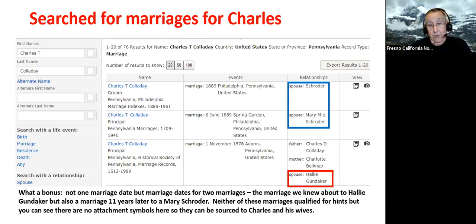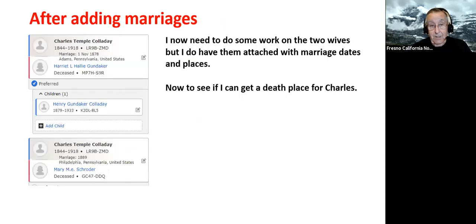I'd only searched him up through 1880, so I didn't know what happened after that. So using guided research, I've answered both marriages with just one simple little search. So now, this is what we have on Charles. We've got Charles with Harriet or Hallie Gundaker and his marriage there in 1878 and their child Henry, born the next year, and now a marriage in 1889 to Mary Schroeder. And so using guided research, I've added that.